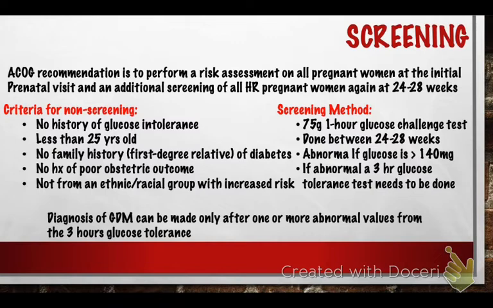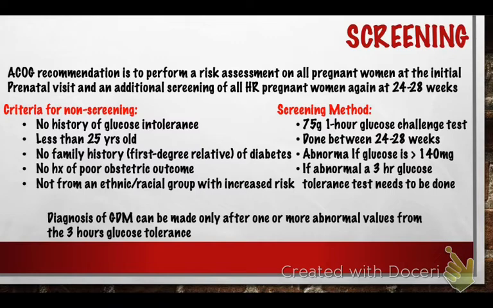So the criteria for non-screening, so these are patients that we would not screen, would be patients that have no history of glucose intolerance, patients that are less than 25 years old, have no family history or first-degree relative of diabetes, patients that have no history of poor obstetric outcomes, and patients that are not from a high-risk ethnic or racial group. And these would be Hispanics or African Americans.